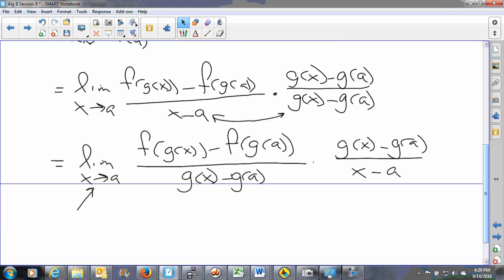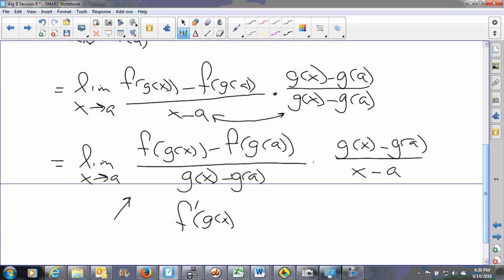But now, as x approaches a, we know that g of x approaches g of a, so the limit as x approaches a of f of g of x minus f of g of a over g of x minus g of a is f prime of g of x. And we're multiplying that by the limit as x approaches a of g of x minus g of a over x minus a, which is g prime of x. And we have the proof that we were looking for.